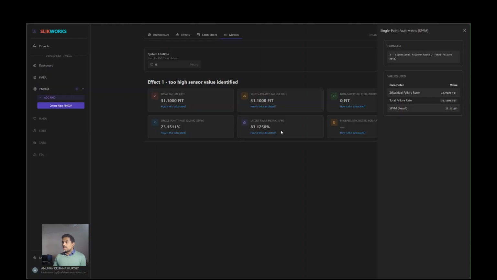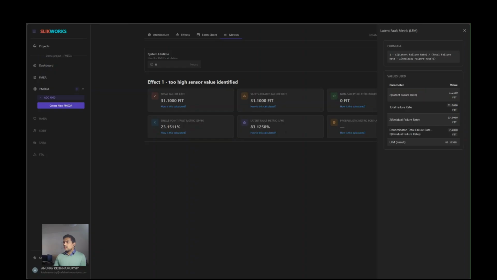Similarly, we have a latent fault metric, and this is calculated using this formula: 1 minus the latent failure rate divided by the total failure rate minus the residual failure rate. Again, what do we do with this metric? The ISO says for different ASILs, we need to achieve different latent fault metric levels. We need to check if this is greater than or equal to what is recommended by ISO 26262.